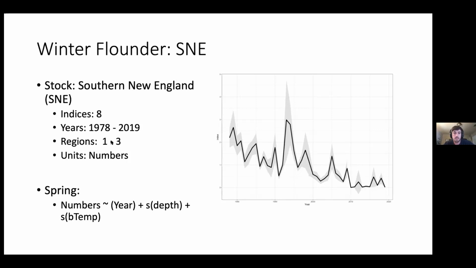But here you can see we're using numbers, and then the trend here for winter flounder, again, it looks like it's been slightly decreasing over the time period with some interannual variability.